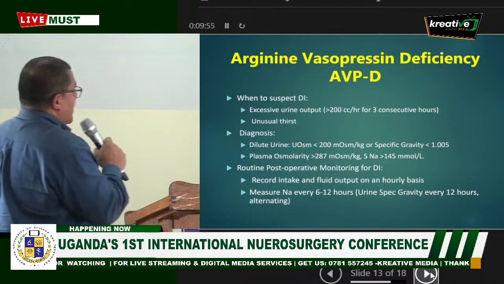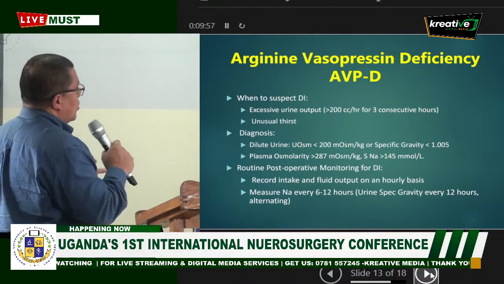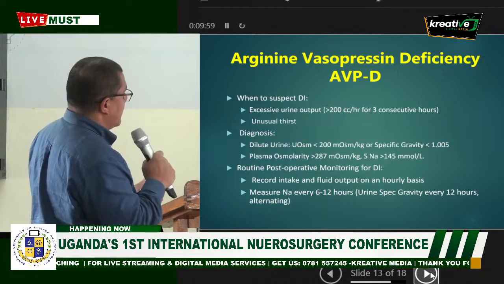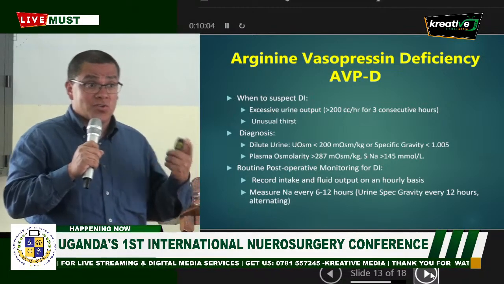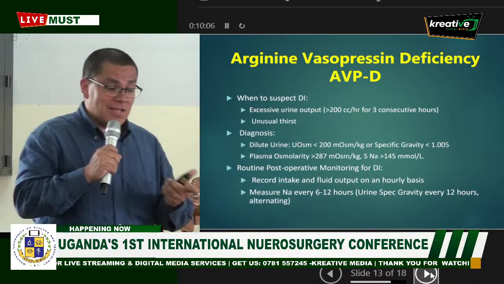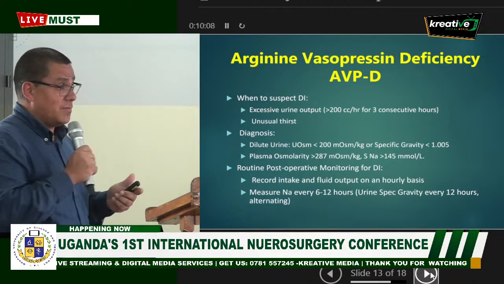So this is basically some diagnostic criteria. Like I said, your endocrinologist or intensivist will help you with this. As a neurosurgeon, just make sure that you keep an eye on it, that you keep yourself informed, because at the end, that's going to impact your hospital stay, like I said before.